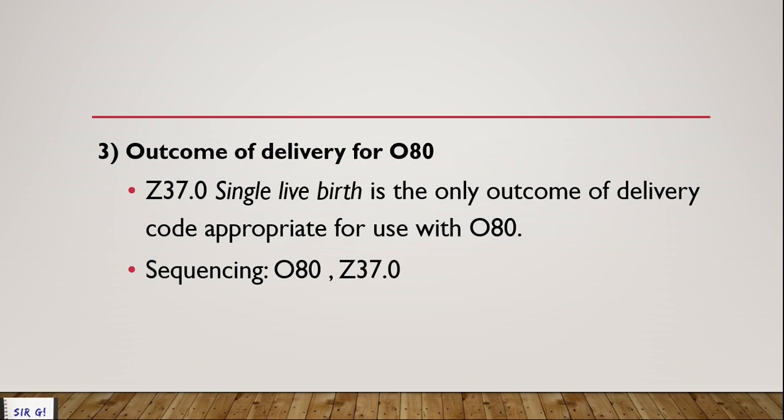When you use your O80, you always need to code Z37.0 as well, because single live birth is the only outcome of delivery appropriate to use with O80. When you say O80, the mother delivered a single live birth baby. I'm not saying that it's abnormal to have twins, no, but as per your guideline, you can only use O80 if it's a single live birth and there's no complication at all.